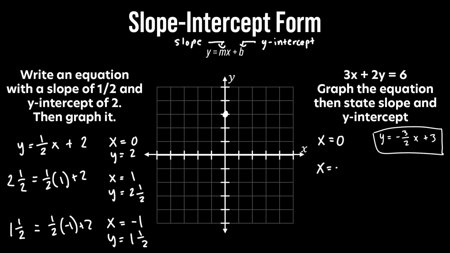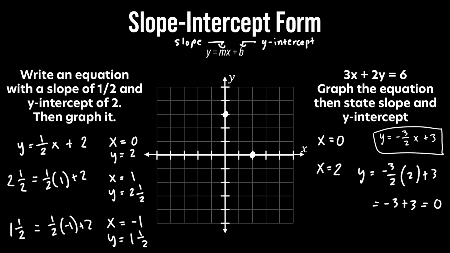Let's try x is equal to 2. We have y is equal to -3 over 2 times 2 plus 3. And this is going to be equal to -3 over 2 times 2 is -3. So this is going to be -3 plus 3, which is equal to 0. So at x equals 2, we have a value of y that's 0. So it's going to be here. X equals 2, y equals 0.